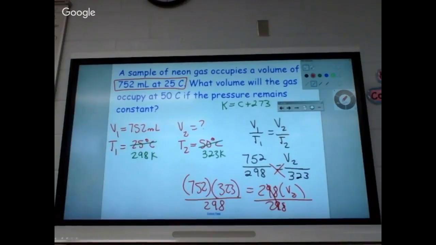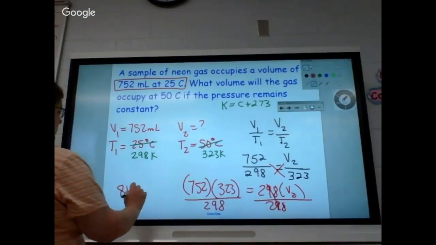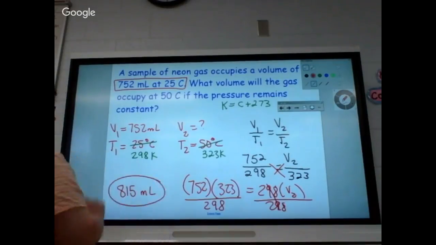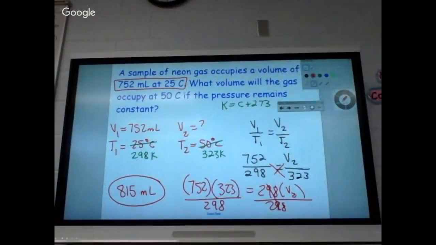I got 815. Did y'all? Okay, so 815 milliliters. All right. Now, let's say for a minute that, you can put a decimal if you want. I don't care. Remember, I'm not grading significant digits.